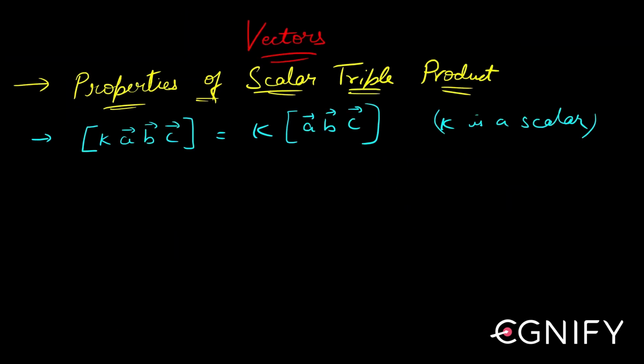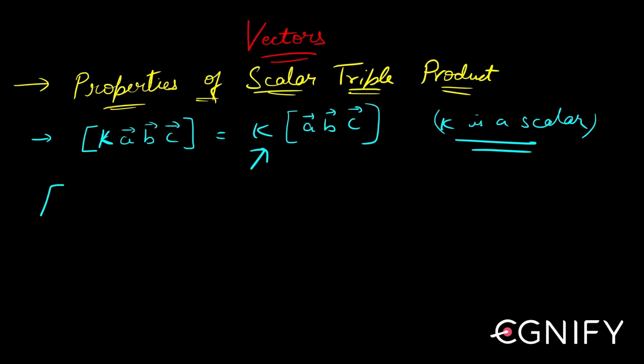Let's look at this next property. According to it, if I just put a k inside this box, I can bring that k outside, provided that this k is a scalar. What's actually happening here? Let's look at why I can actually bring it out.